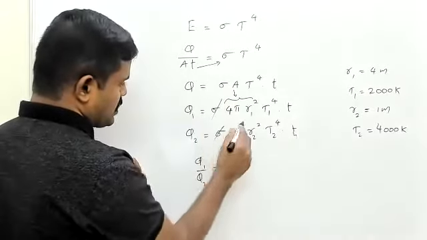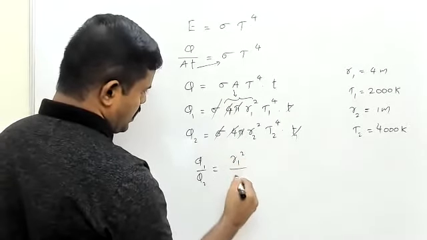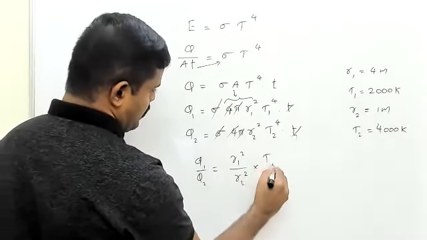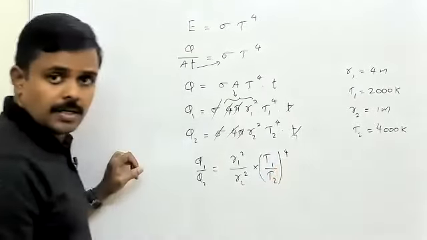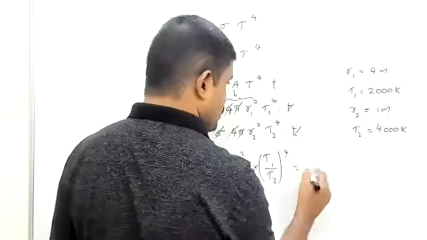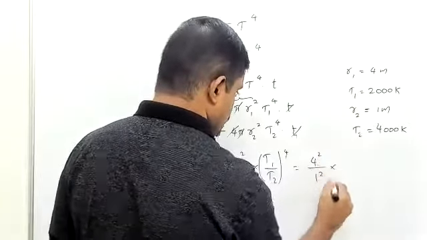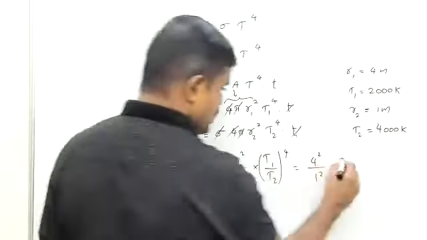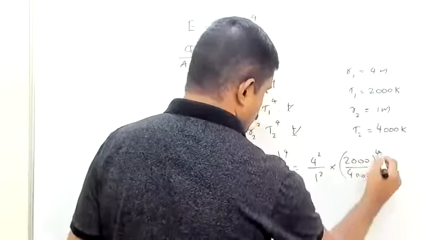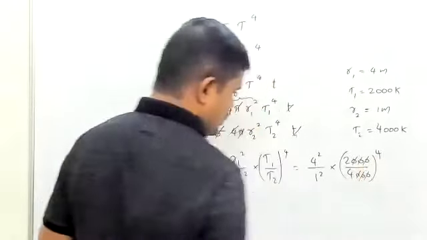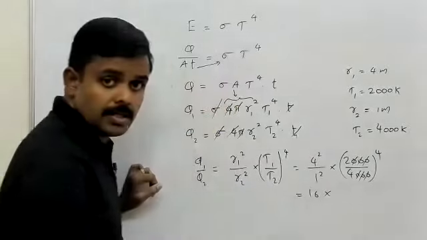If you divide sigma 4 pi r1 square by r2 square into T1 by T2 raised to 4, tell me what you get. It is r1 square by r2 square into T1 by T2 raised to 4. T1 is 2000, T2 is 4000, raised to 4. Three zeros are cut. So 4 square is 16, into 16 by 1 is 16.